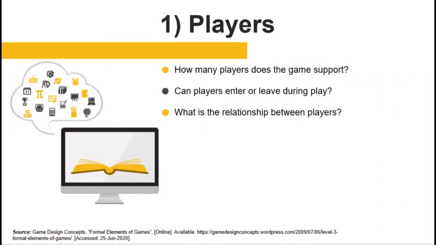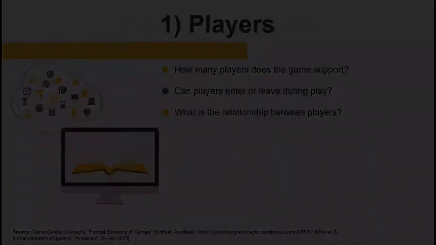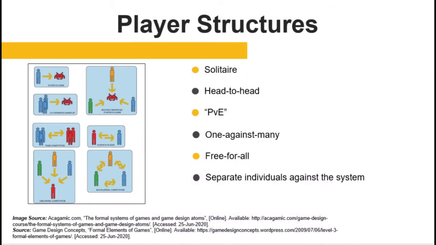First on the list as a formal element are players. It answers questions such as, how many players does the game support? Must it be an exact number, 4 players only, or a variable number, 2 to 5 players? Can players enter or leave during play? If so, how does this affect play? What is the relationship between players? Are there teams or individuals? Can teams be uneven?